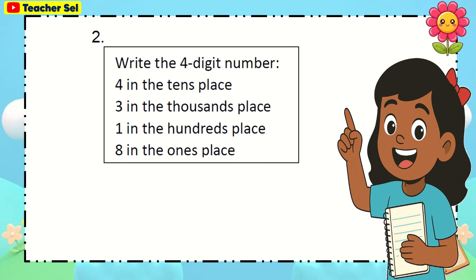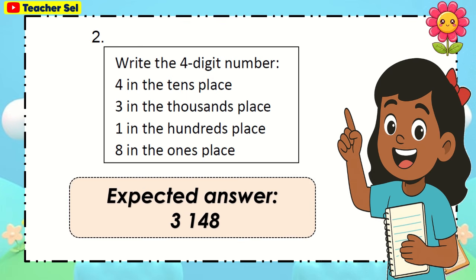Next, write the 4-digit number: 4 in the tens place, 3 in the thousands place, 1 in the hundreds place, and 8 in the ones place. Expected answer is 3,148.